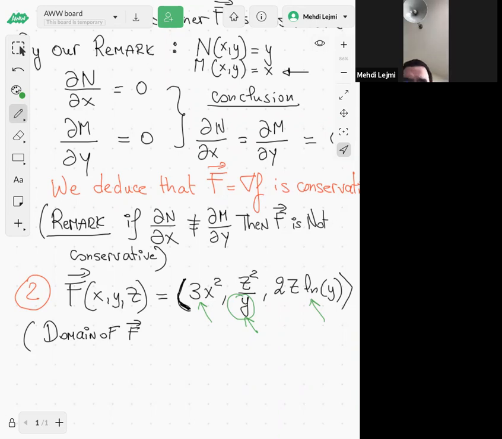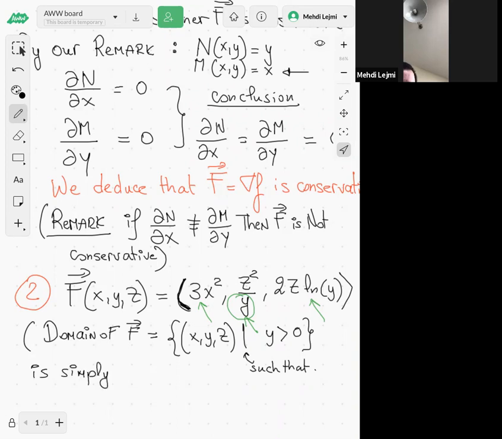So the domain of F is the triple x, y, z such that y is positive. Okay, so we need y to be positive. Anyway, I claim that this domain is simply connected.